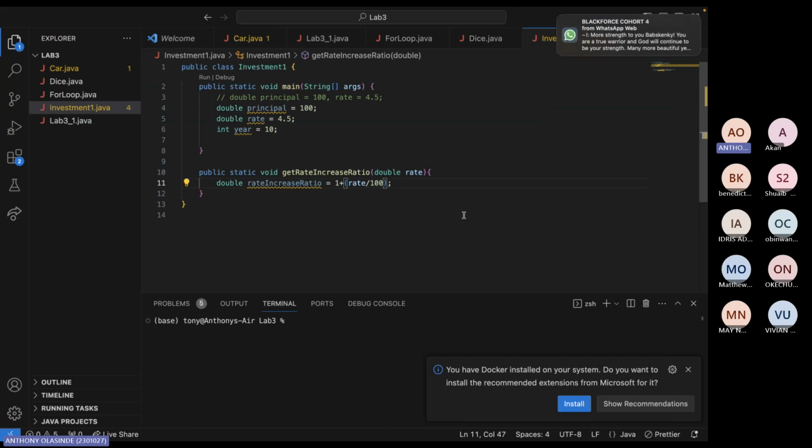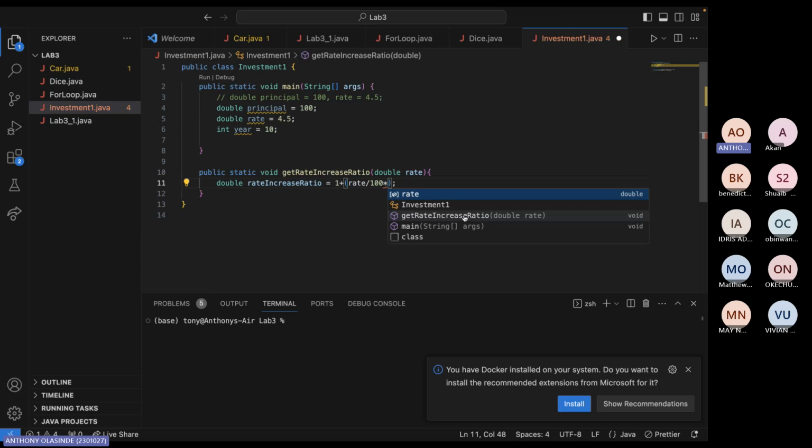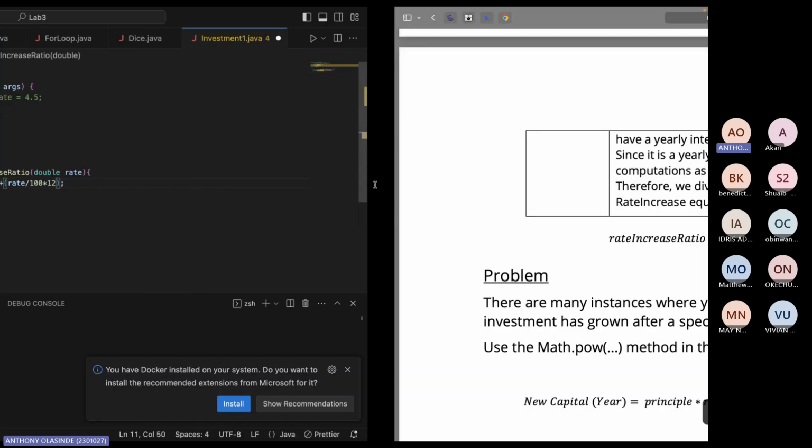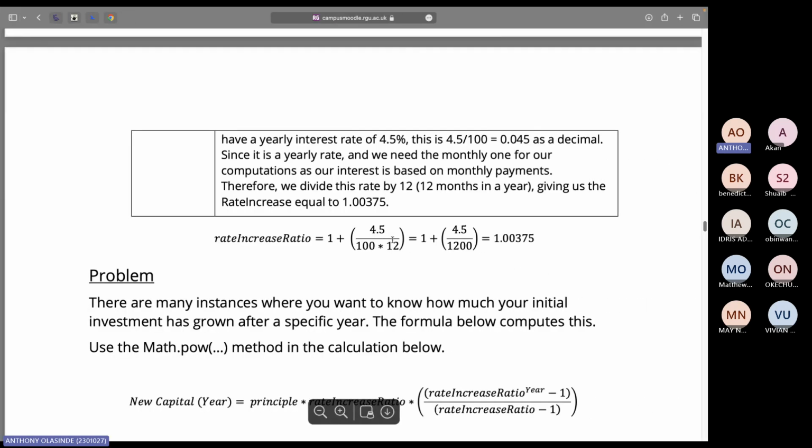Now this is one problem most people will have. They might decide to just do times 12. This looks the same as this, but it's not the same.